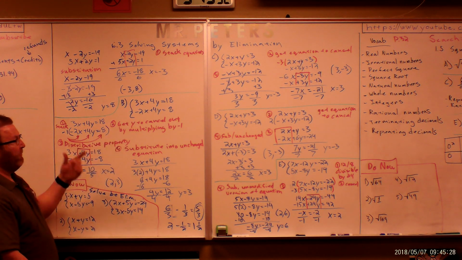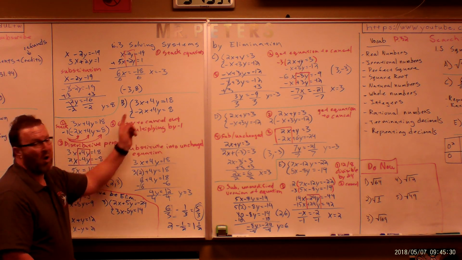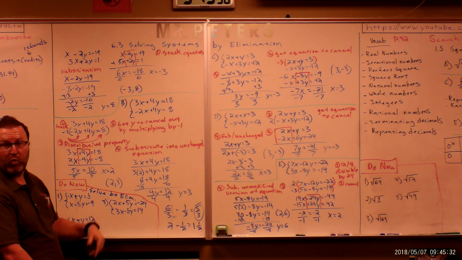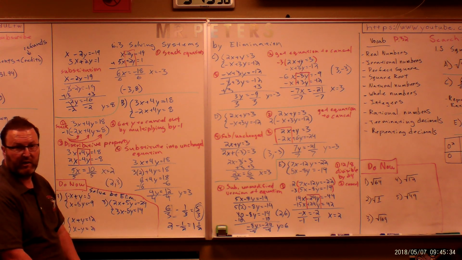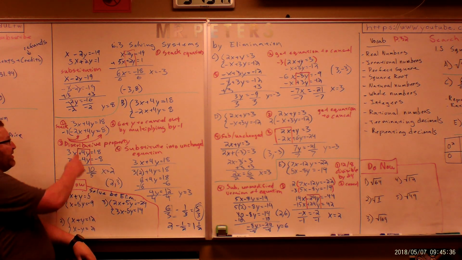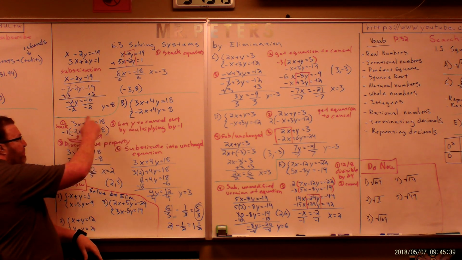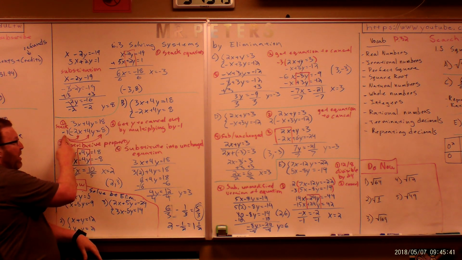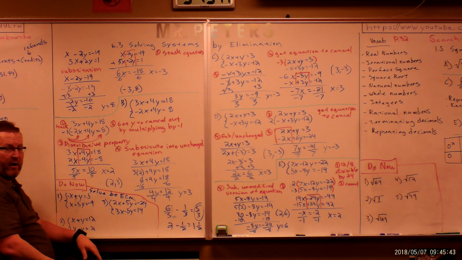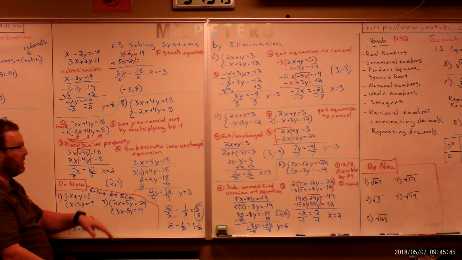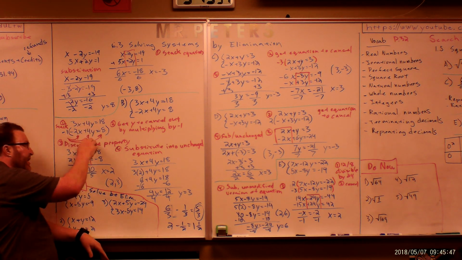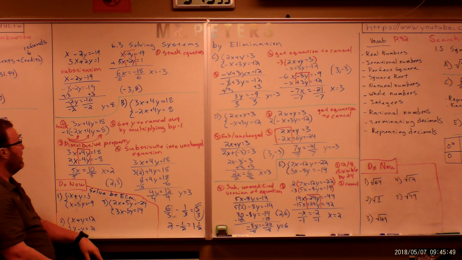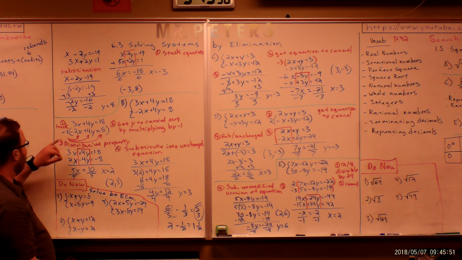I picked the bottom one, no particular reason except the numbers are smaller. We could have multiplied the top, and we would have got the same answer. It wouldn't have mattered. So I take all of this and put it in parentheses, then multiply all of it by negative 1. All of it means every term: this term, this term, this term. So I'm going to go ahead and do that.